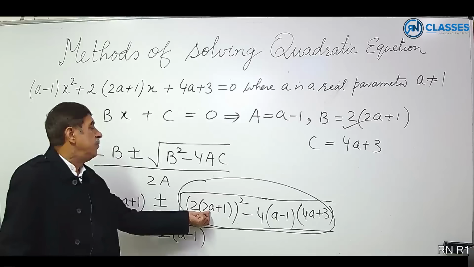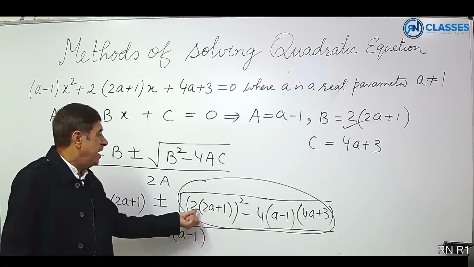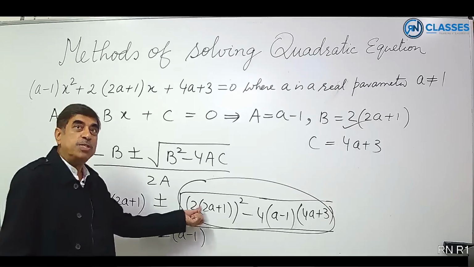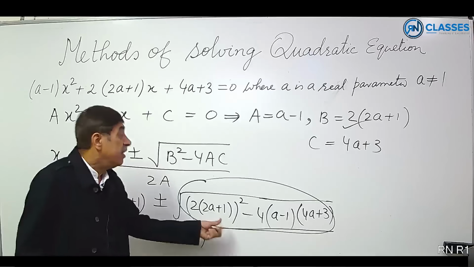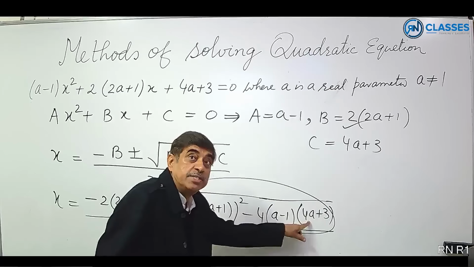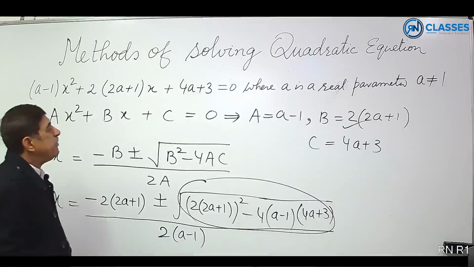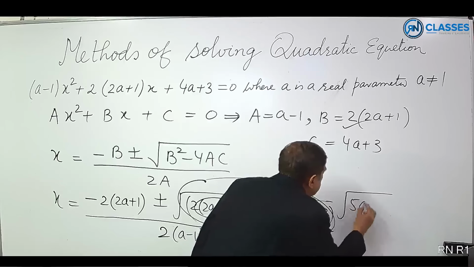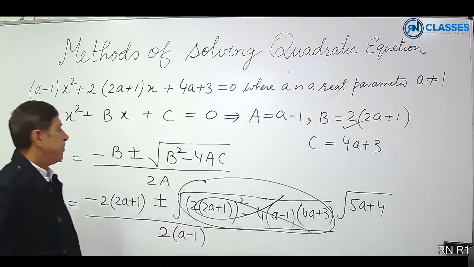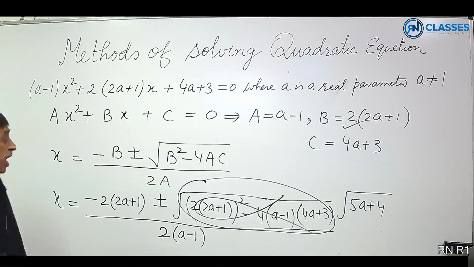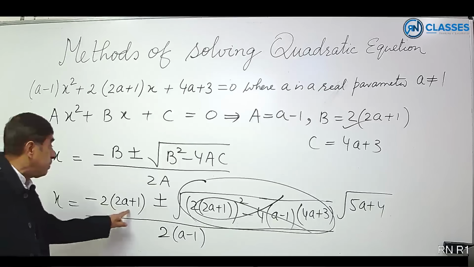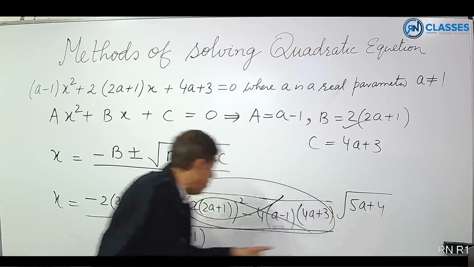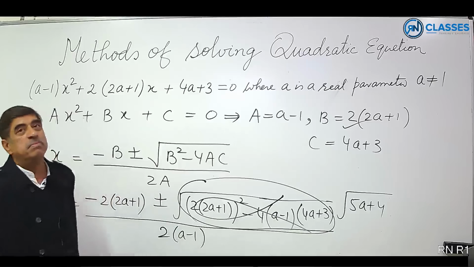Now, this will give you 4a square and you have to multiply it with this. Right? This square is 4. 4 into 4, 16a square. Here again it is 16a square minus. So this term actually simplifies to, you can very well do the calculation, 5a plus 4. Alright. So your answer becomes minus 2 into 2a plus 1 plus minus square root of 5a plus 4, whole divided by 2 into a minus 1.